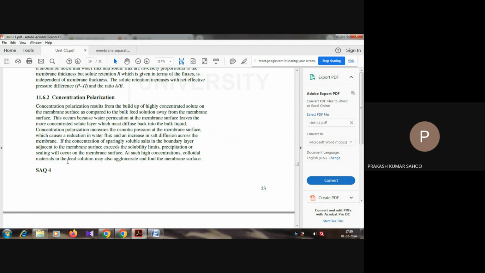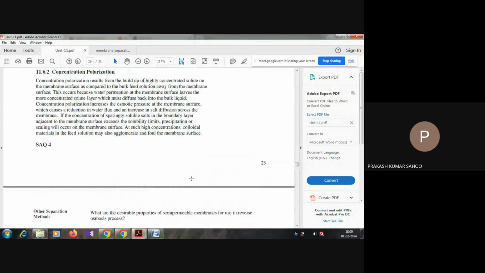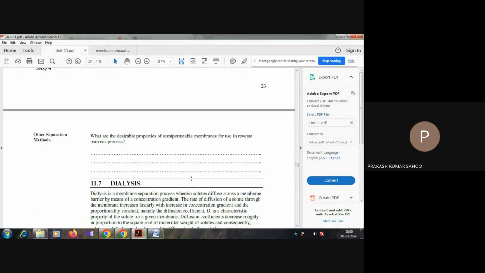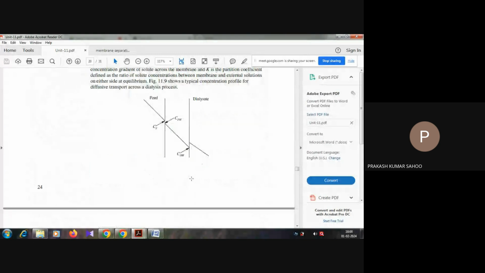If the concentration of sparingly soluble salt in the boundary layer adjacent to the membrane surface exceeds the solubility limit, precipitation and scaling occur. So in this part, due to polarization of the solute, the water flux will reduce and the diffusion of the salt across the membrane will increase. This is known as concentration polarization, where the concentration of the solute is high on the membrane surface.